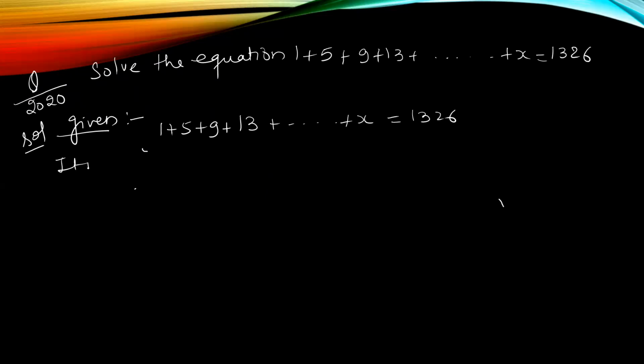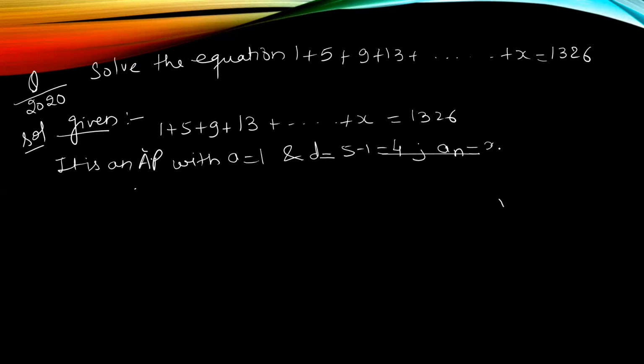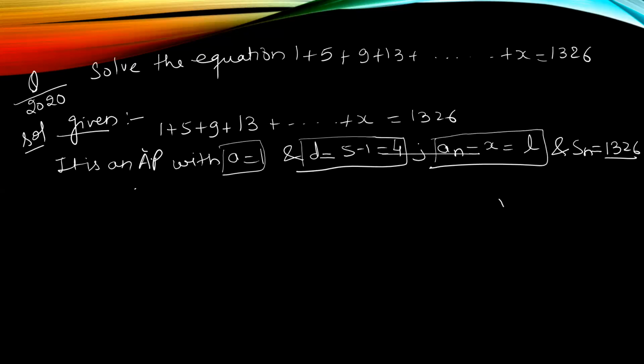Now, it is an AP. This is an arithmetic progression with a equals 1 and common difference equal to 5 minus 1, which is equal to 4. Your last term, An, is given to you as x, or you can call it l also. And your sum of n terms is given to you as 1326. So as you can see, most of the things are provided to you, directly or indirectly, right?